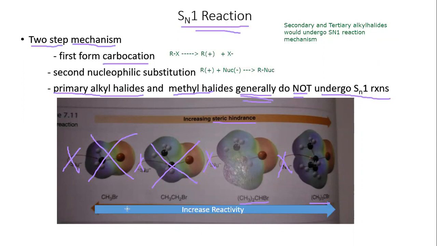So if I was to draw an example of a secondary, so that's a secondary alkyl halide. Notice that there are two sticks to the carbon that is attached directly to the halogen, and a tertiary would be like this. It has three sticks attached to the carbon that is directly attached to the halide.